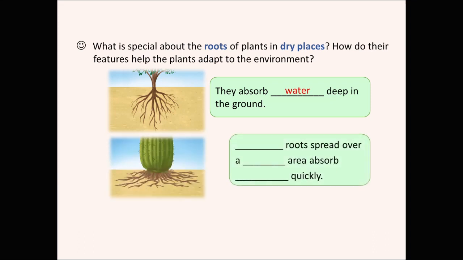But other than that, there are different kinds of plants having different kinds of roots. For example, you can see in this picture, the cactus. The cactus doesn't have deep roots, but it has another kind of root called shallow roots. Why? Because the shallow roots can help them spread over a wide area on the surface so that they can absorb the water quickly. Therefore, they can get enough water to grow.